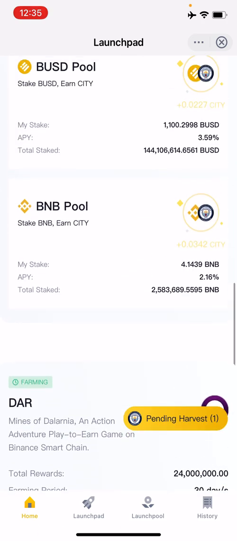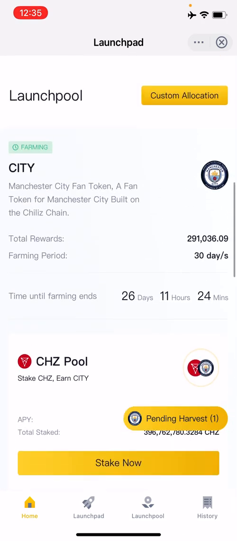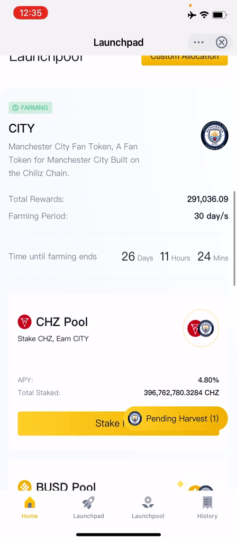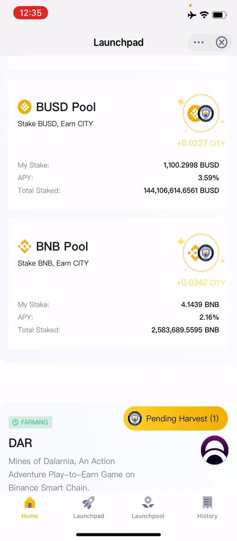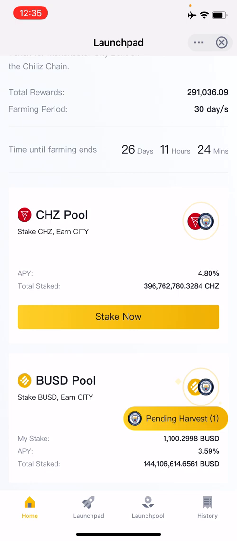But later on, the Manchester City Fund token also came up, and this is launched on the Chiliz chain, not on the Binance Smart Chain. But Binance is offering on the Launchpad the opportunity to also earn these tokens free by just staking your BUSD and your BNB for a month, for a 30 days period. We have gone for almost 4 days now. We have about 26 days, 11 hours and 24 minutes left.